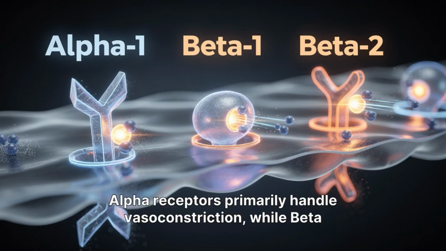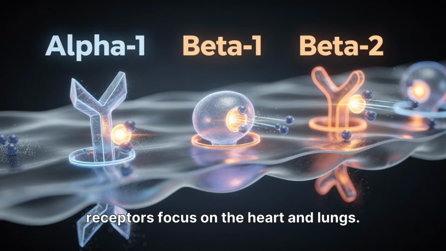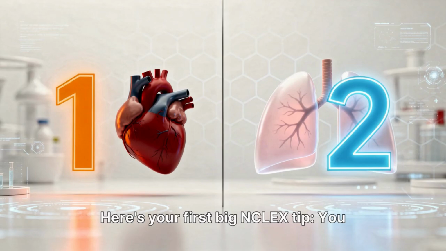Let's break those down specifically. Here's your first big NCLEX tip. You have one heart, so beta 1 is for the heart. You have two lungs, so beta 2 is for the lungs. It's that simple. From head to toe, the pupils dilate, that's mydriasis, to let in more light.